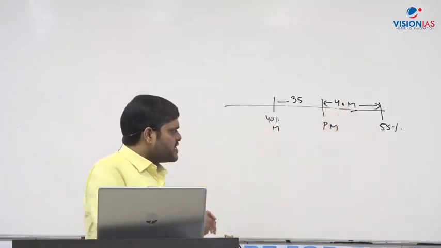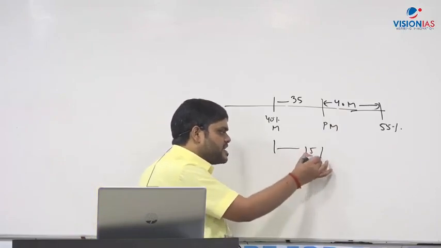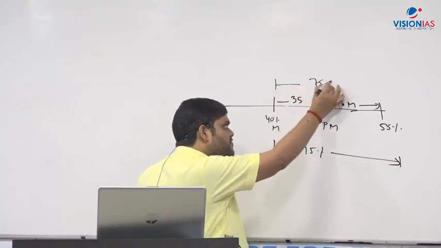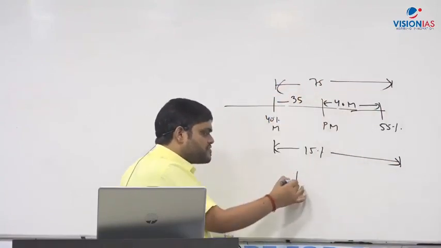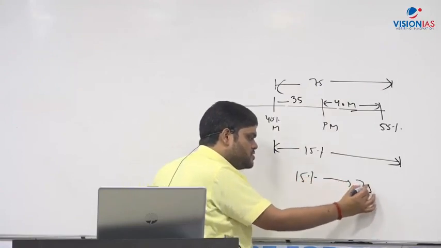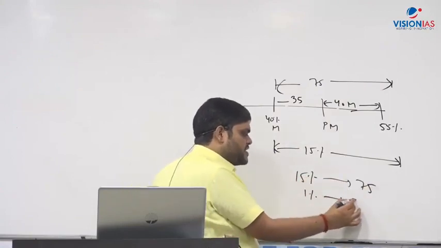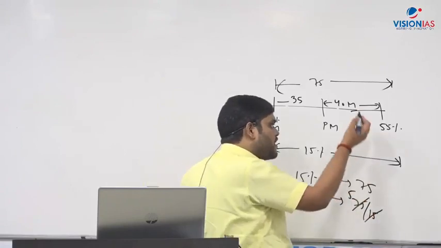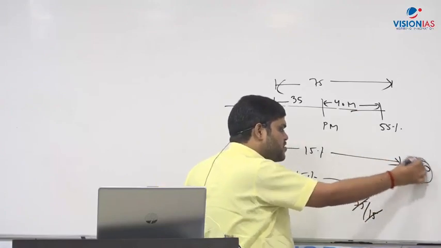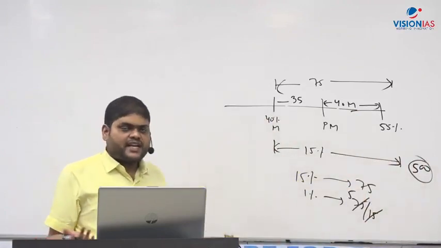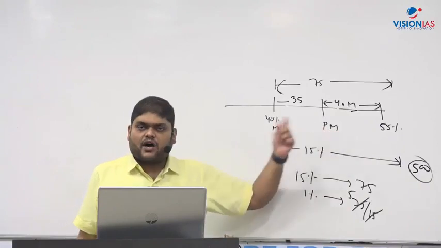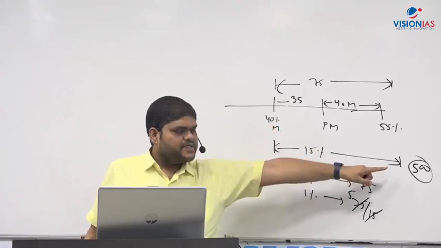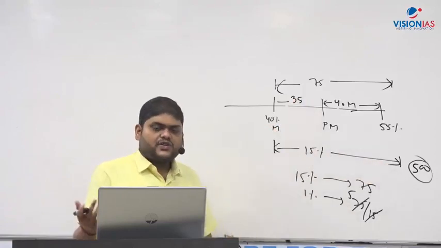Now you can solve this thing. There is a difference of 15% here, and a difference of 75 marks here. So 15% is equal to 75. 1% is equal to 75 upon 15, so 100% is equal to 500. That means total marks is 500. Now you can find out anything. If you want to find out the passing marks, how can you find it? You can simply find the 40%, that means 200 plus 35. 235 is the answer.